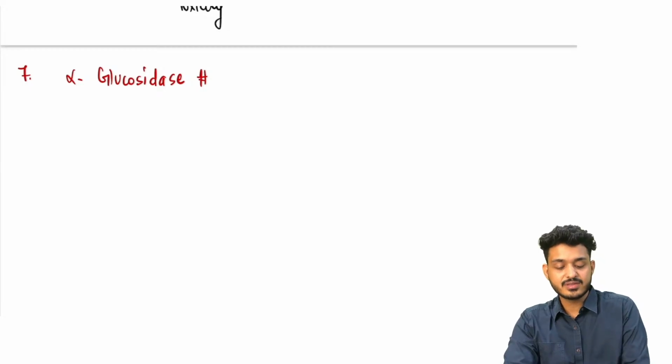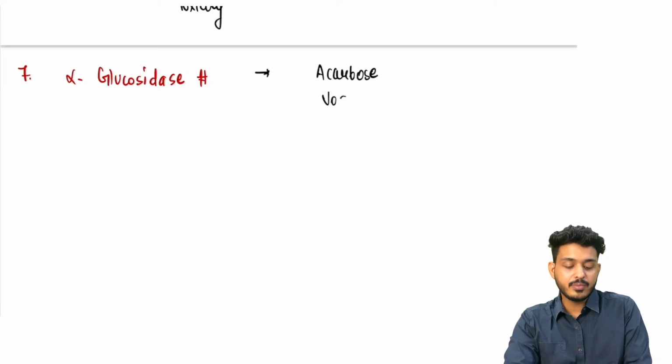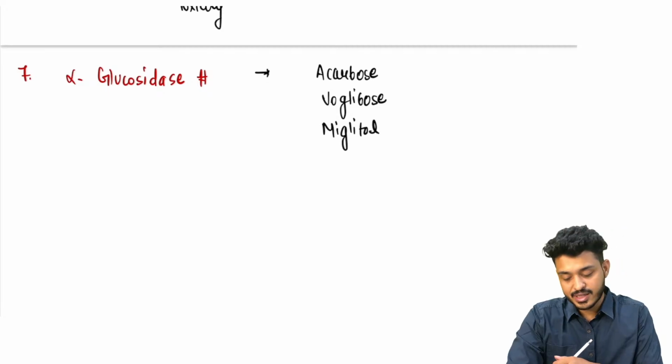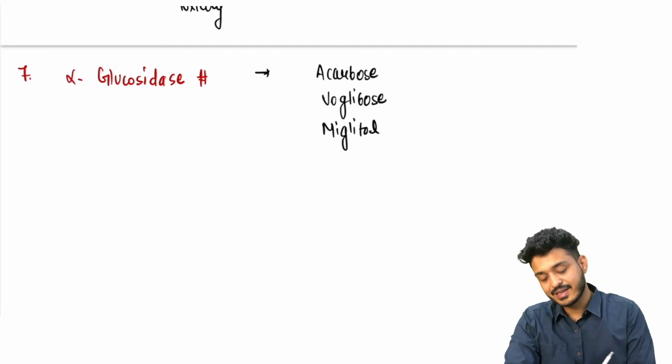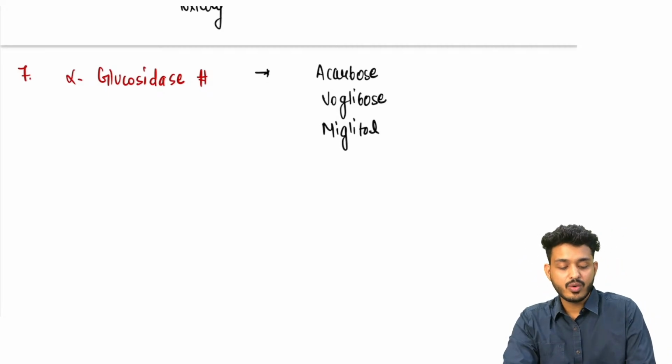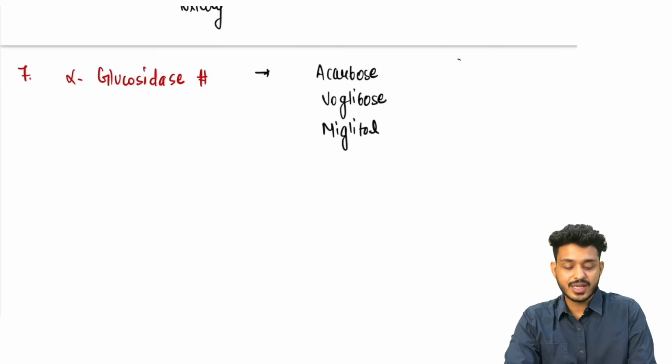What are the examples of these drugs? These are going to be your acarbose, voglibose, miglitol. These are the alpha glucosidase inhibitors. So what they are going to do, whatever complex carbohydrate you are eating, complex carbohydrate will be converted into glucose. So they are going to prevent the conversion of this complex carbohydrate into glucose.